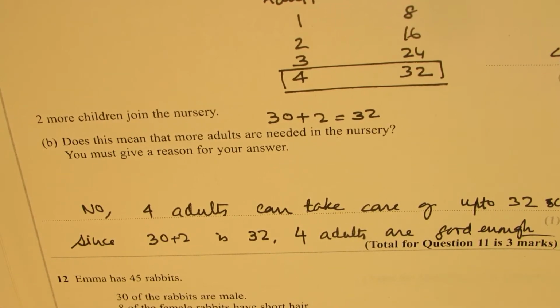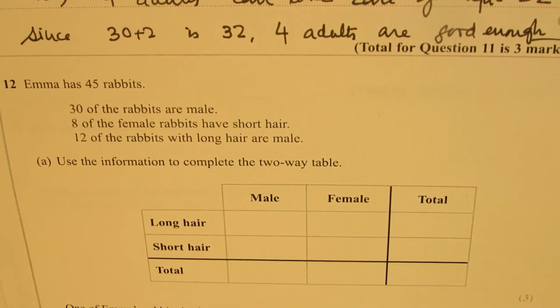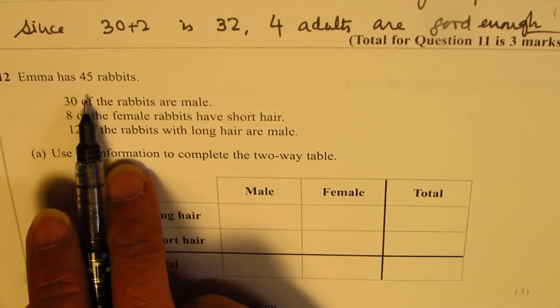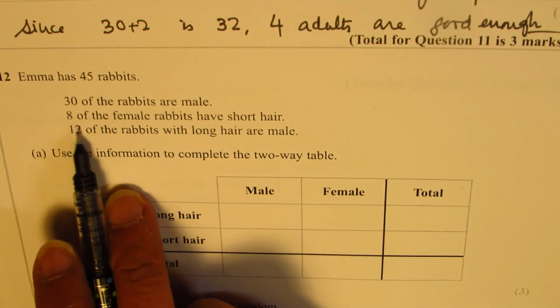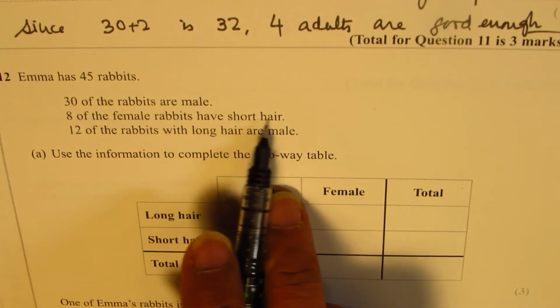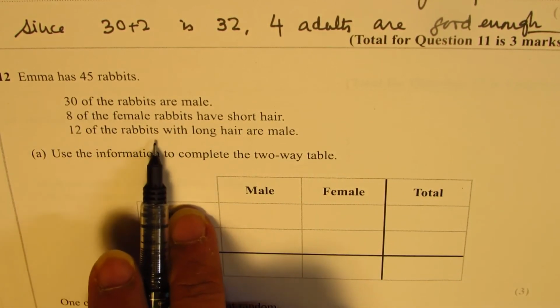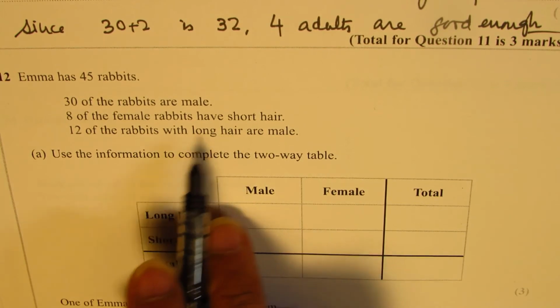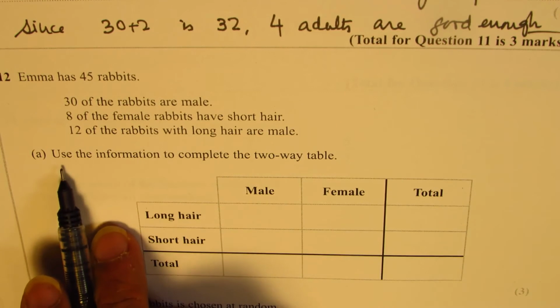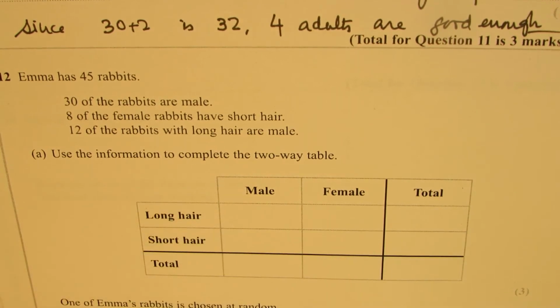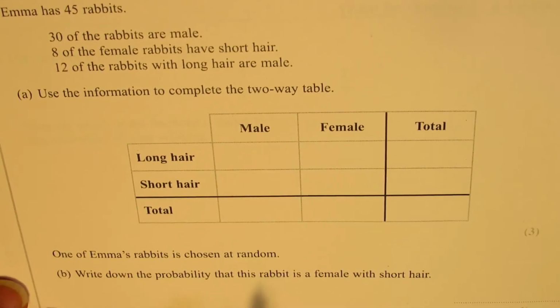Okay. Now let's move on and take question number 12. Emma has 45 rabbits. 30 of the rabbits are male. 8 of the female rabbits have short hair. 12 of the rabbits have long hair. 12 of the rabbits with long hair are male. Use the information to complete the two-way table.